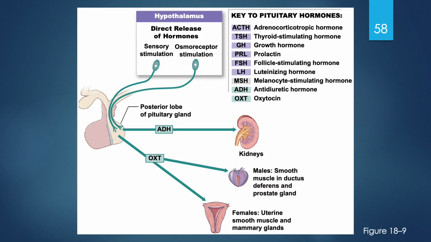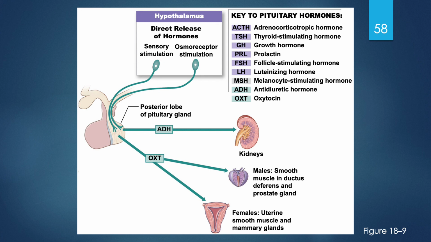Figure 18.9 shows you how the hypothalamus directly releases hormones into the capillary network or the portal network of the pituitary gland. And it does this via the posterior lobe of the pituitary gland, or the neurohypophysis. So these two hormones directly include ADH, or antidiuretic hormone, and OXT, or oxytocin.